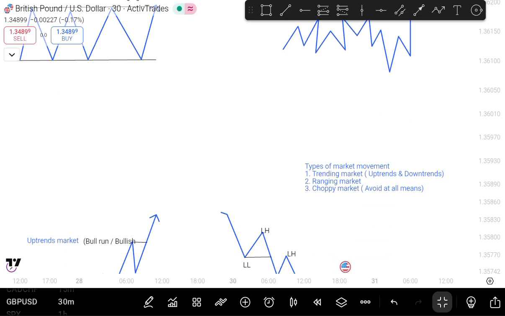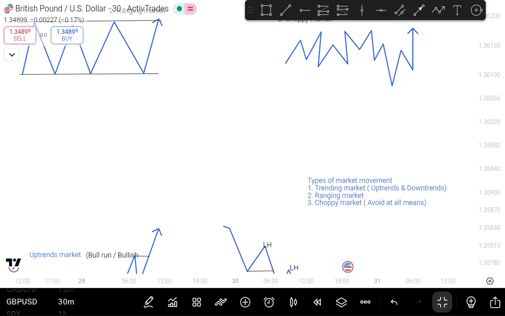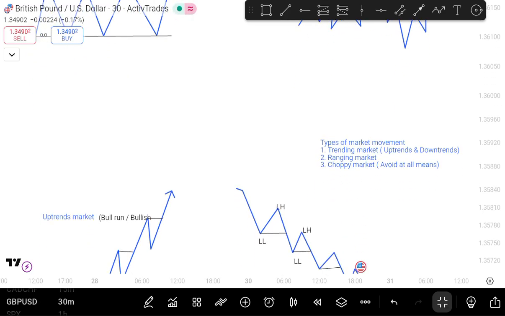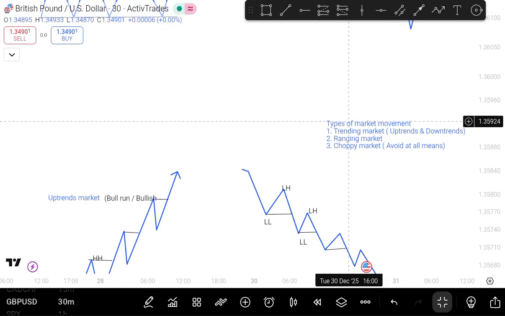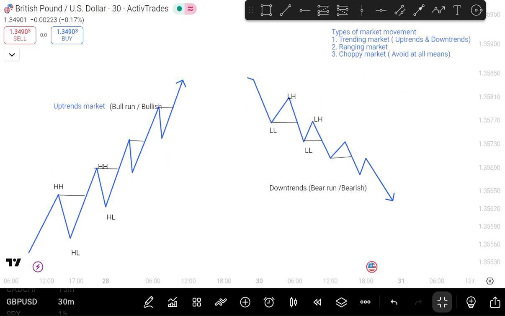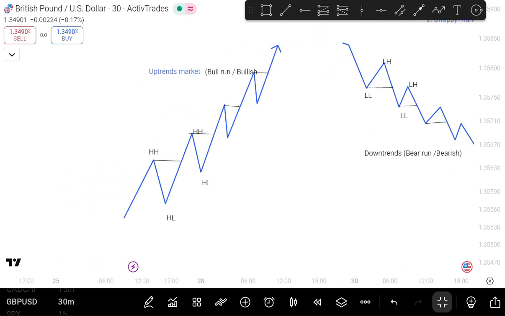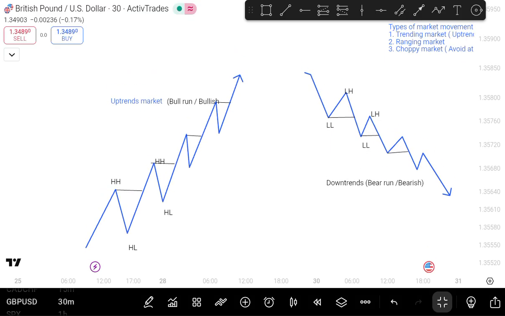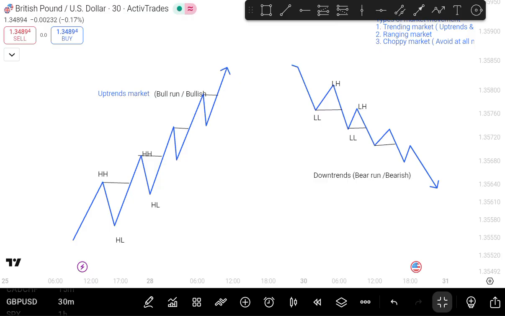Now, the video I want to be making is 30 minutes, so I'm going to make another video where we are going to spot this type of market movement on a real chart. But before we go, I'm going to explain again. We have three types of market movement: the trending market, the ranging market, and the choppy market. For the trending market, we have the uptrend and we also have the downtrend.